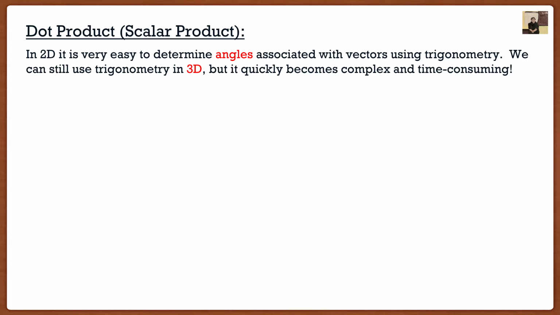So in 2D, it's very easy to determine the angles vectors make because it's 2D. It's very easy to visualize, draw it out, and use some trigonometry to find these angles. However, in 3D, well, it kind of sucks. It's three-dimensional space. It's not exactly easy to draw. It's not easy to analyze. So what do we do in 3D?